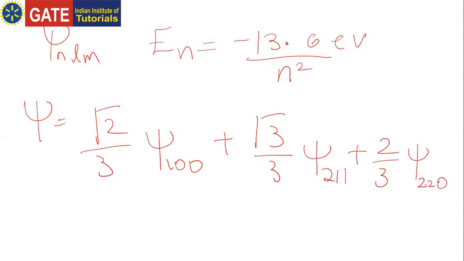Find the average energy. Ma'am, in this wave function, the last two terms are degenerate, no ma'am? The last two states are degenerate; they have the same n value. Psi 211 and psi 2... sorry, NLM. Here the n value should be different.